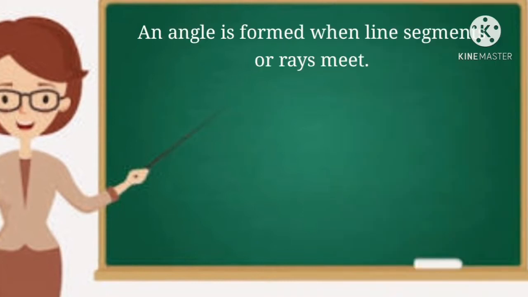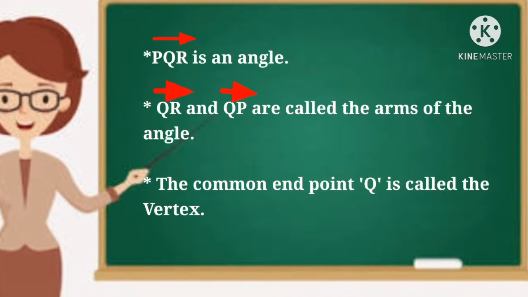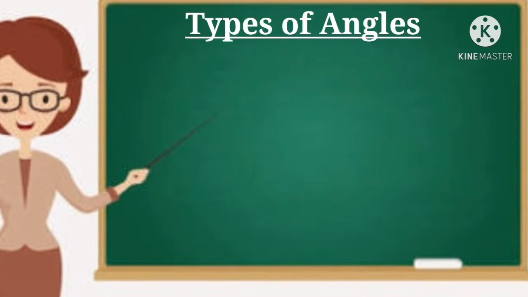Yes, an angle is formed when line segments or rays meet. For example, PQR is an angle. Ray QR and ray QP are called the arms of the angle. The common endpoint Q is called the vertex. Now, children, let us learn about the types of angles.